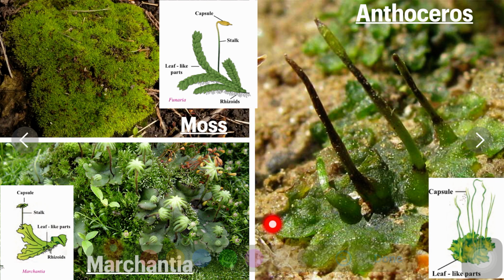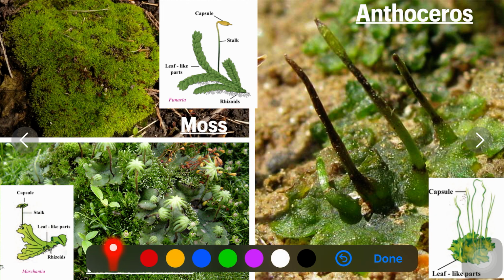Bryophytes lack specific tissues for the conduction of food and water, that is, xylem and phloem are absent in bryophytes. Examples of bryophytes are Funaria, that is moss, Riccia, Marchantia, Anthoceros, etc.